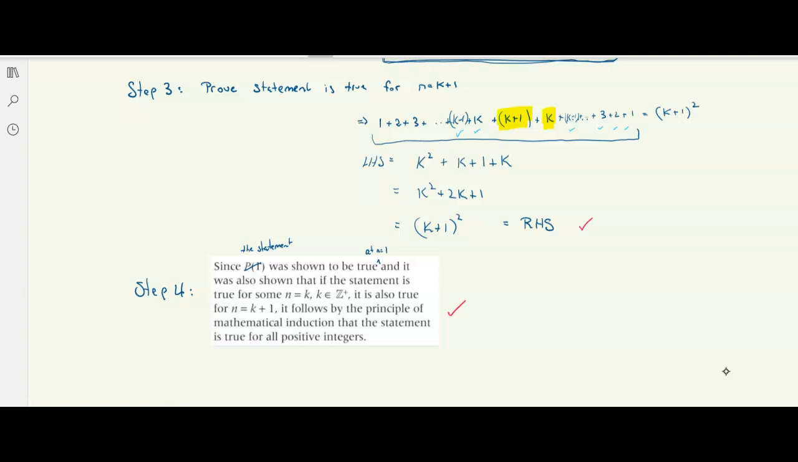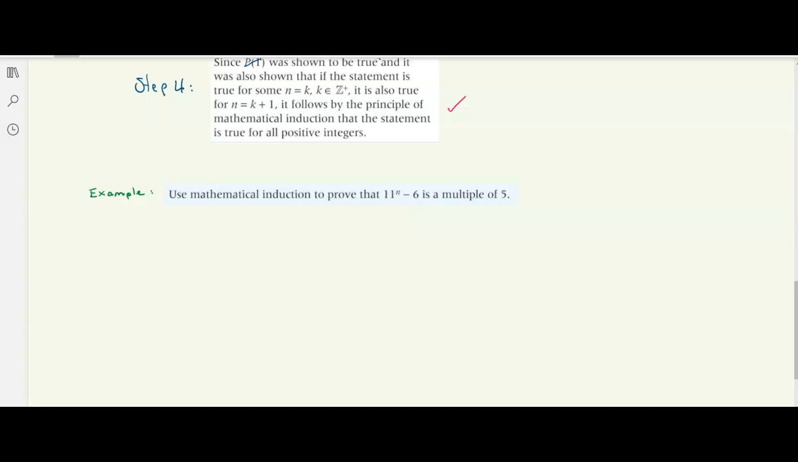Let's do another example. Okay, so now we're going to use mathematical induction to prove that 11 to the power of n minus 6 is a multiple of 5, regardless. Now you see, we're proving stuff here. This is exciting. So step one. Okay, do as much of this as you can, but also the steps are really important. You've got to write this stuff out.